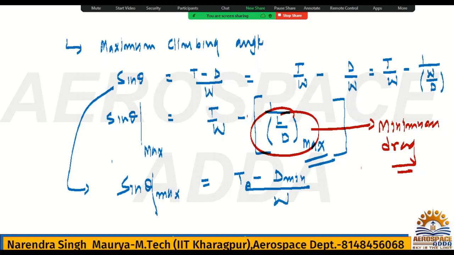This is a one mark question they asked in GATE. They are saying for maximum angle of climb or maximum rate of climb or for maximum climbing angle, aircraft should fly: Option A, minimum drag condition. Option B, minimum power required condition. Option C, both A and B correct. Option D, none of the above. So what is the correct answer? Aircraft should fly at minimum drag condition. You need to remember this, it is very important.